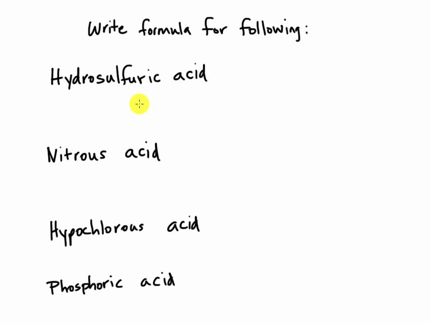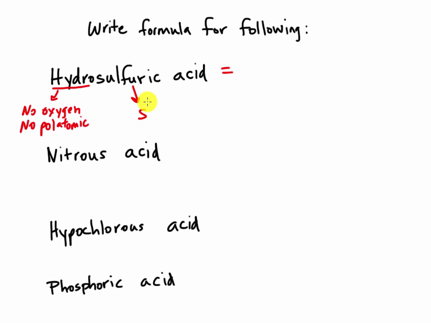So let's go ahead and write the formulas from the names. So I'm going to go backwards. What I was doing before is I gave you the formulas and we wrote the names. So from here, I'm going to go ahead and decipher this and write the formula. So what I'm going to do here is I'm looking at hydro. So if I see hydro in the beginning, right away that tells me that there is no oxygen. So that means that there is no polyatomic ion. So that means what I have is just a monatomic ion, and that monatomic ion is sulfur.